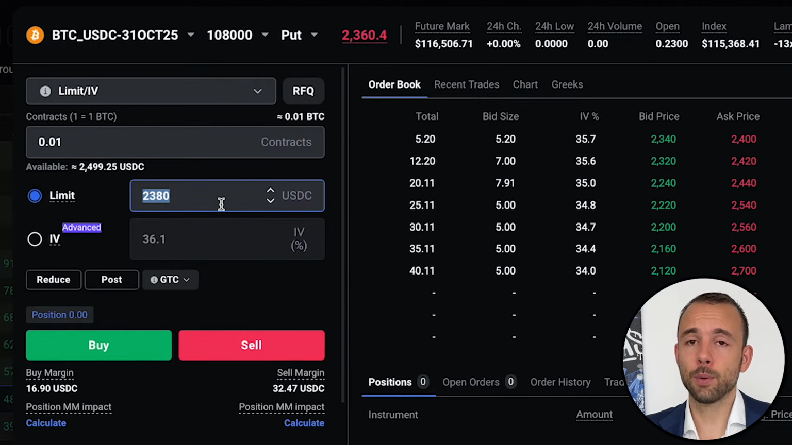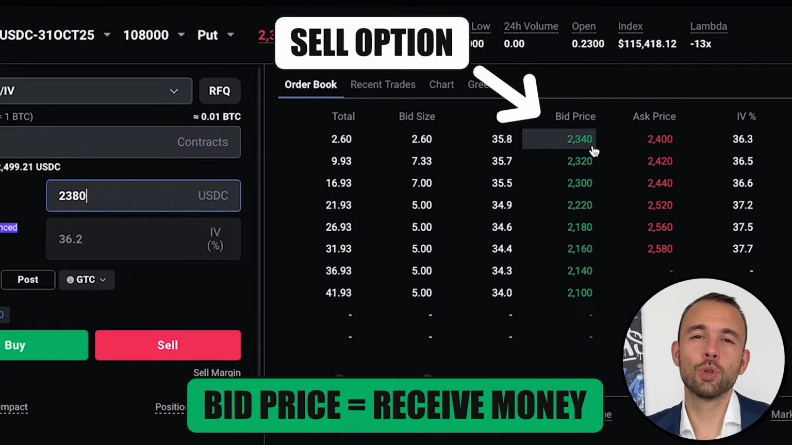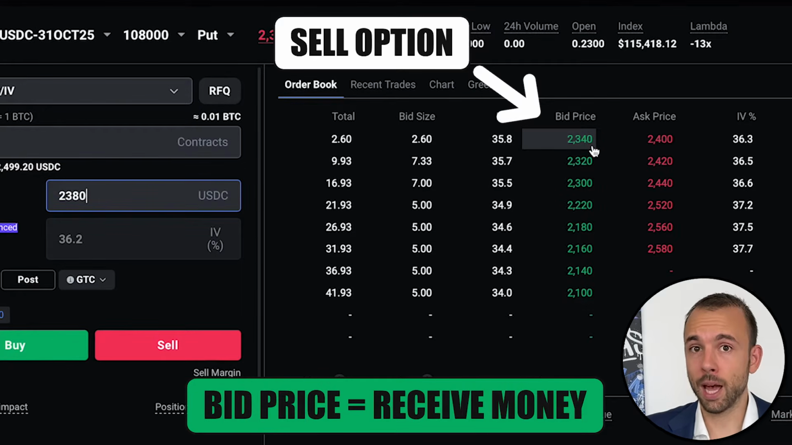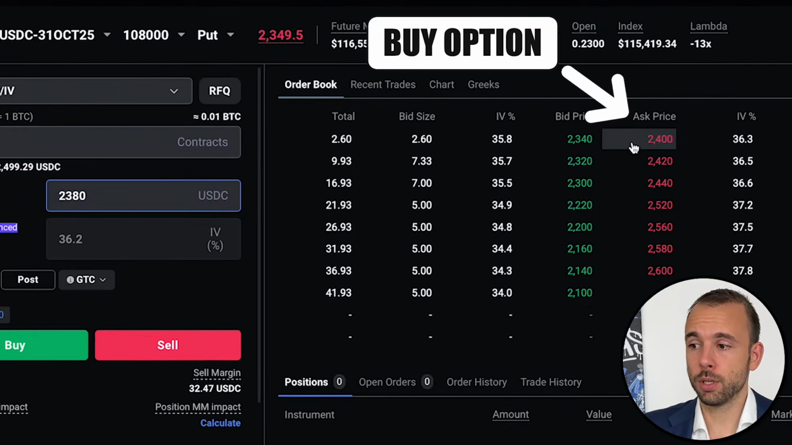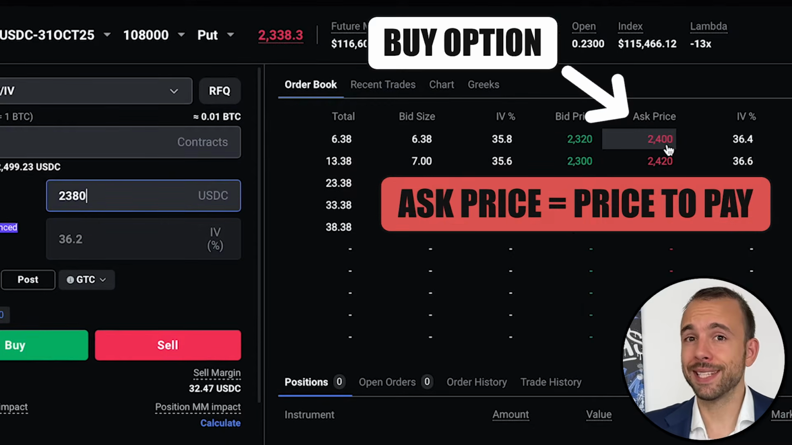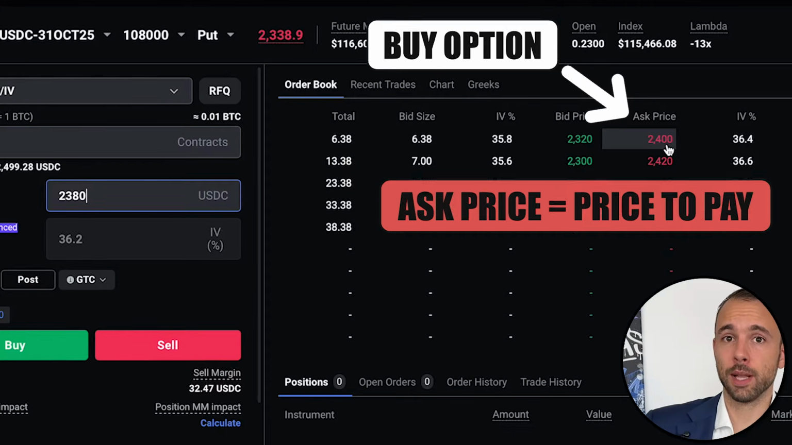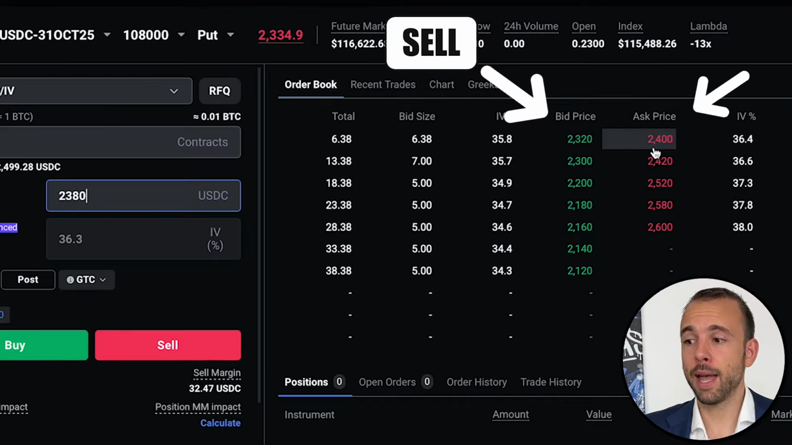For example, if I would like to immediately sell the option, I have to take a look at the bid price. And this is very easy to remember. The green price means that you will receive the money into your account. So the money will be credited to your account. And if I would like to immediately buy the option, I have to take a look at the ask price, which is the red one. The price is red because it will be deducted from my account balance. So very simple, if I sell, I receive, if I buy, I have to pay.